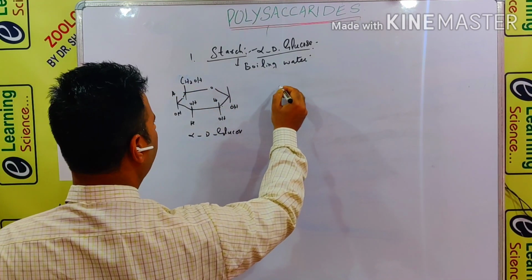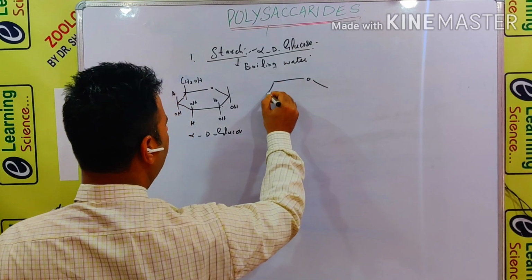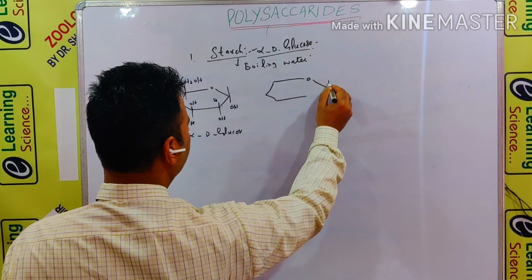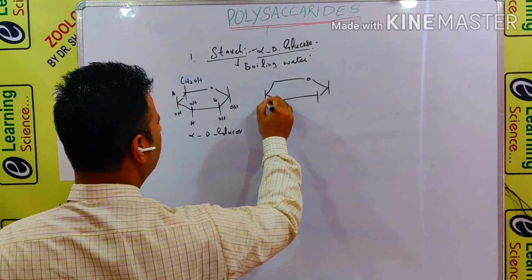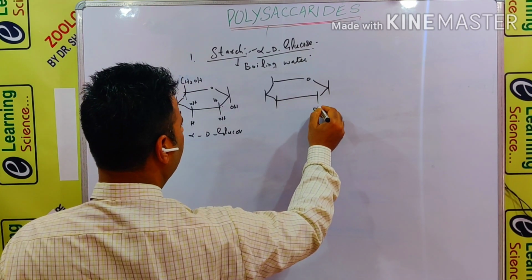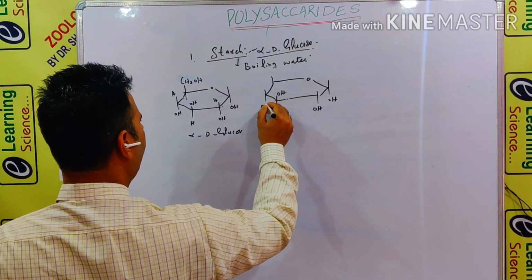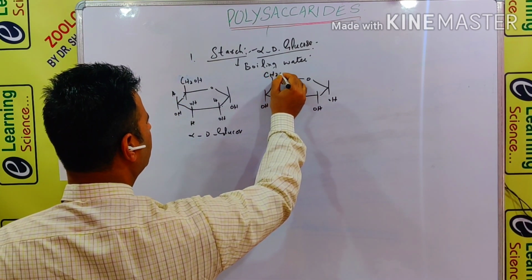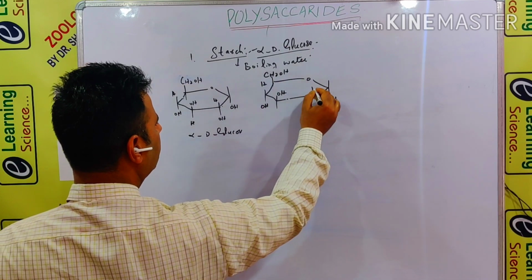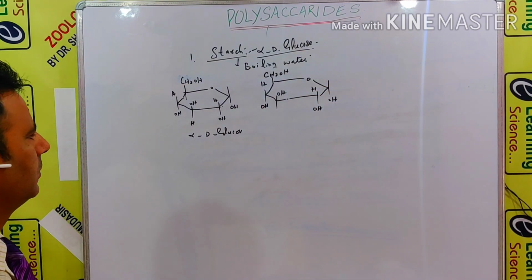Again, you make one more alpha D glucose. This time we make one more alpha D glucose. You just have to make the maltose, alpha D, OH on the lower side, OH is here, OH is here, and it is CH2OH. Here it will be H and H. This is alpha D glucose, alpha D glucose.